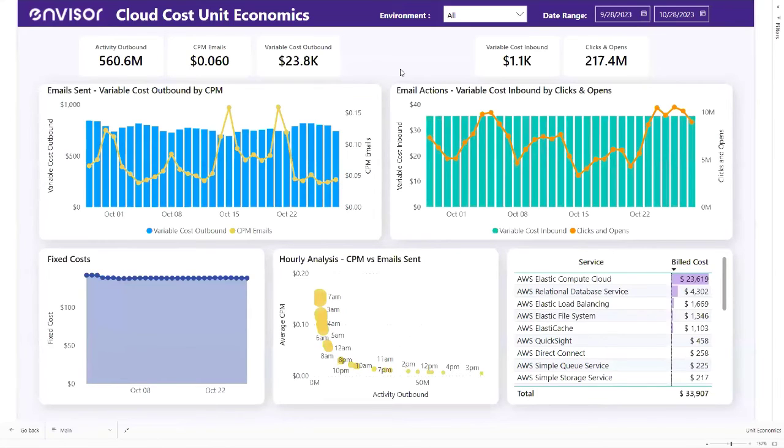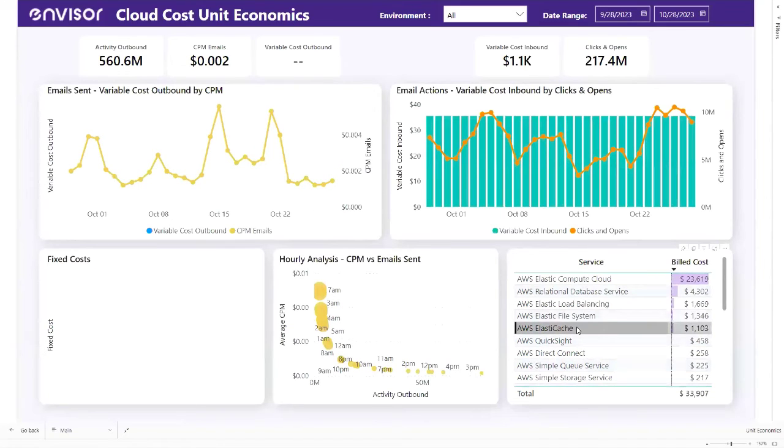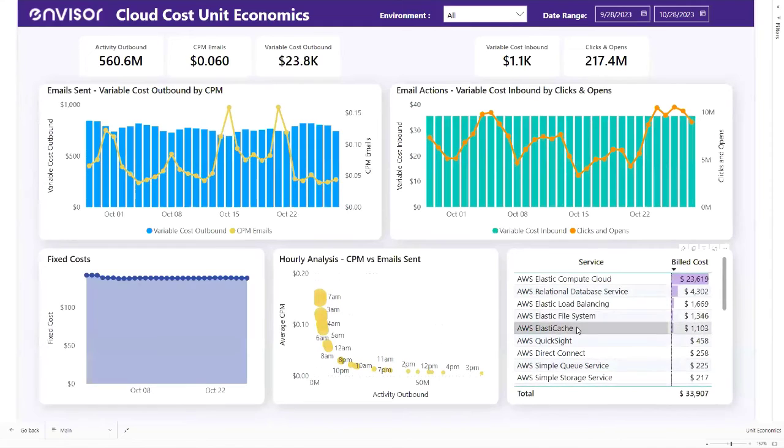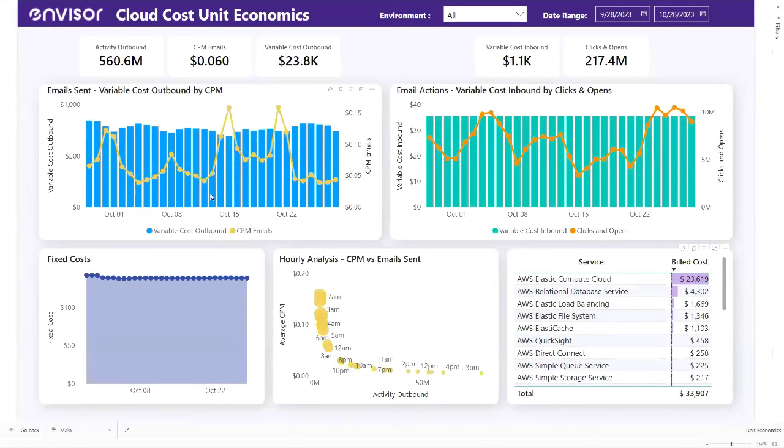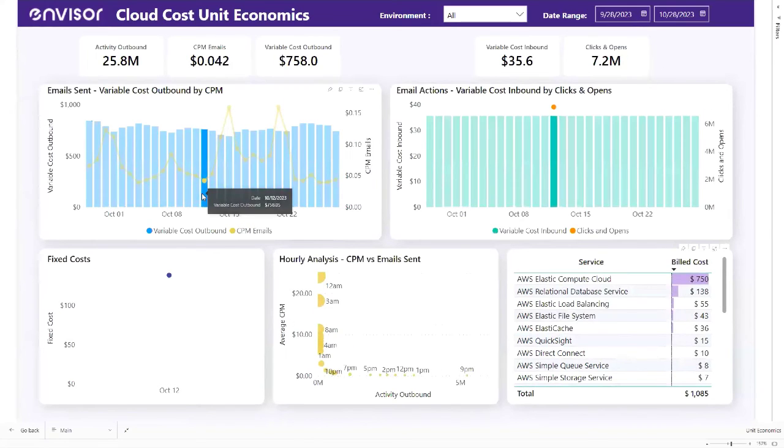And then lastly, we have all sorts of filtering as far as environments, date ranges, cloud services, so you can filter down to understand which cloud services are affecting which costs where. You can investigate things like your peaks and valleys to understand what was happening on specific days. Obviously, this was a weekend day, so they didn't send as many emails. As a result, their cost for sending emails was much higher versus a day where they sent many emails. As the volume goes up, the cost goes down. This is often the case.